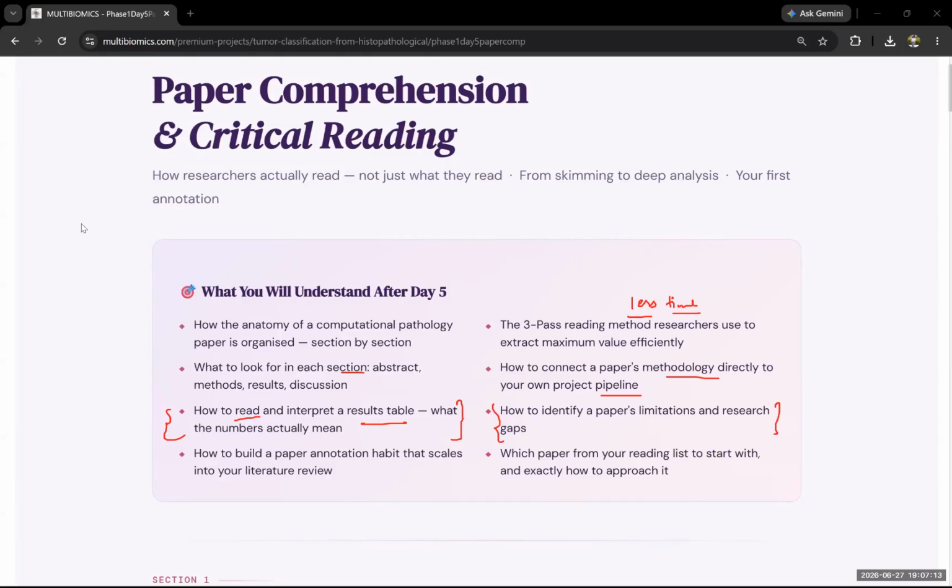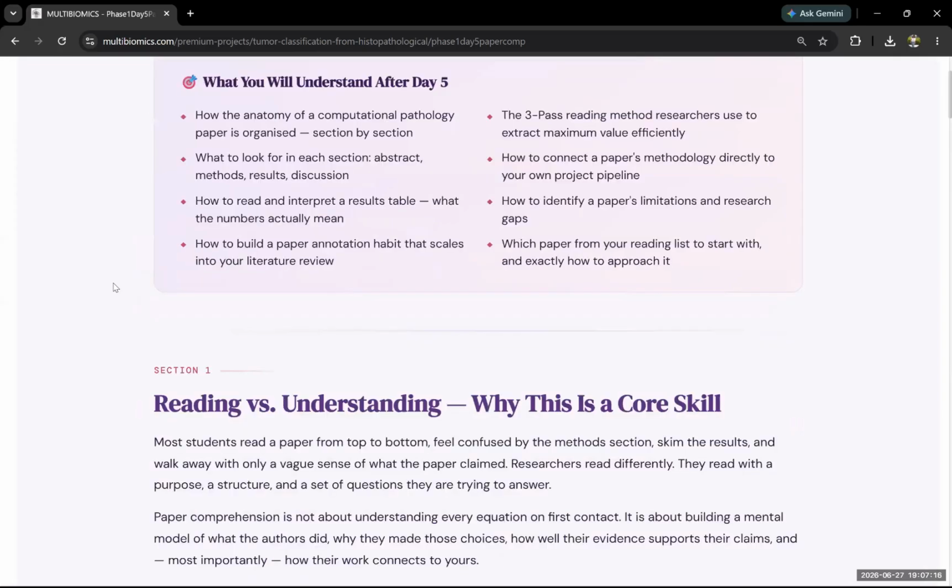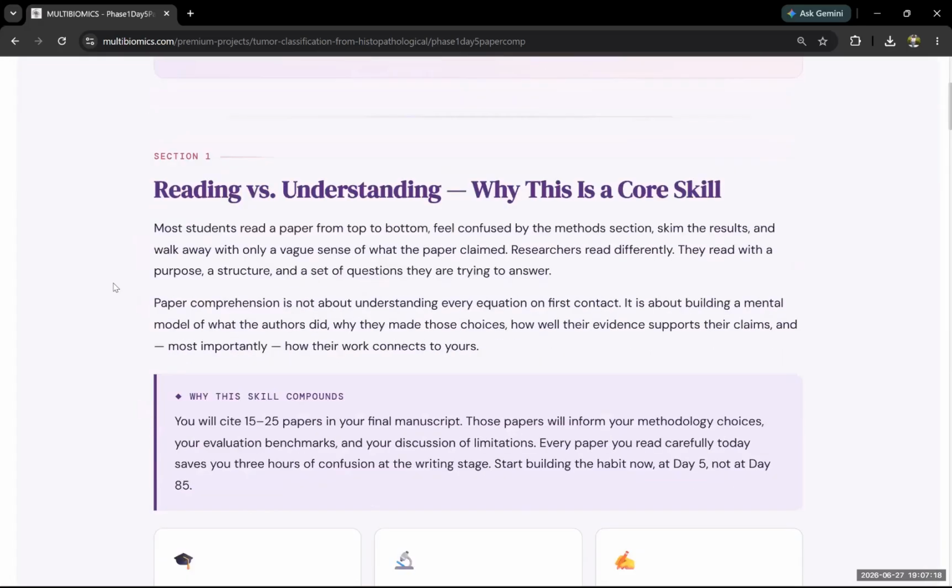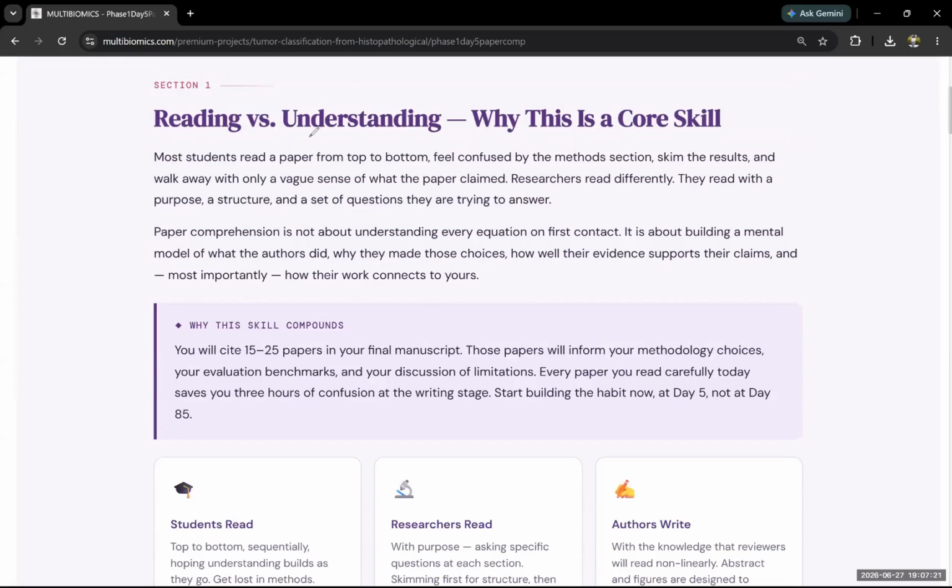Not only that I have trained you in some classes, but you yourself should also go through some research papers. So not only reading, but you should also understand. Reading versus understanding is a core skill. If you sit and read a paper from top to bottom, definitely there are many concepts, you will be confused, and when you're confused, you will lose interest. You should never lose interest in science.